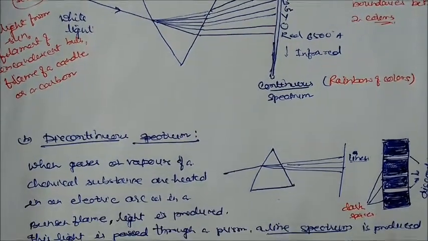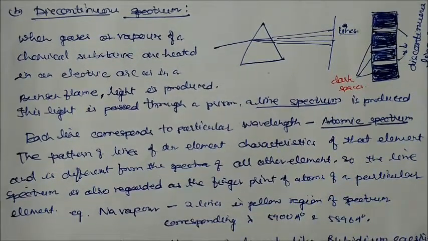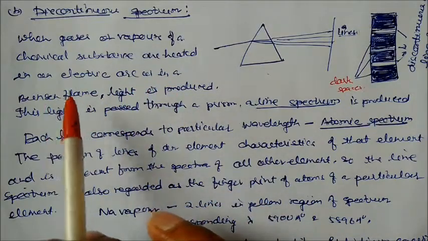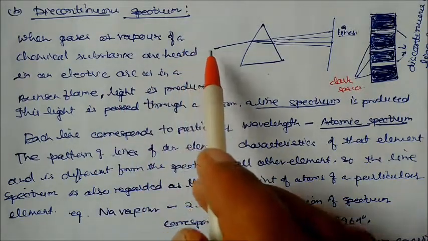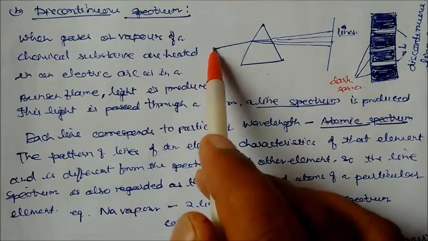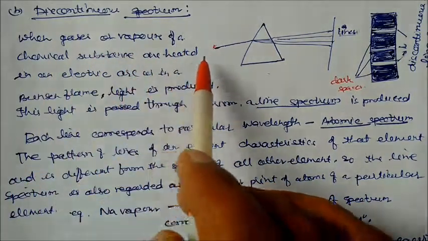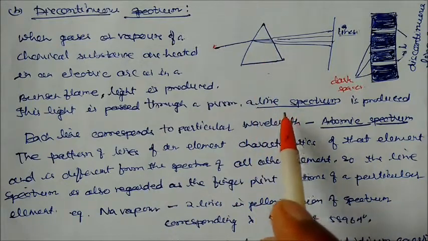Now, what is a discontinuous spectrum? A discontinuous spectrum is produced when gases or vapors of a chemical substance are heated in an electric arc or in a Bunsen burner, and light is produced. It is the same thing here: gas is passed through chemicals, vapors of a chemical substance are heated in an electric arc, and when this light passes through a prism, a line spectrum is produced.